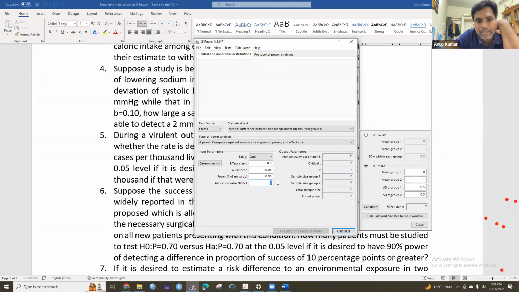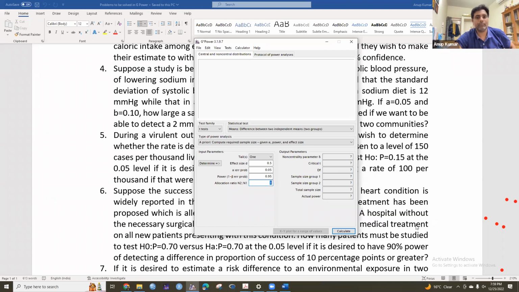You can also allocate whether the allocation is 1:1 or 1:2. If we put 2 to 1, it will be 30 in one and 60 in the other. So for that also, the formulas are different. Yes, quantitative study. Okay. Thank you.